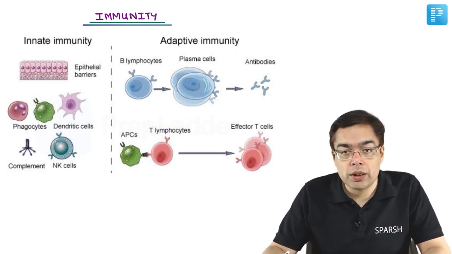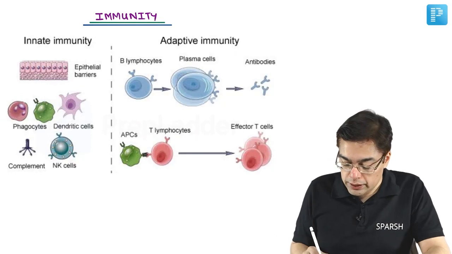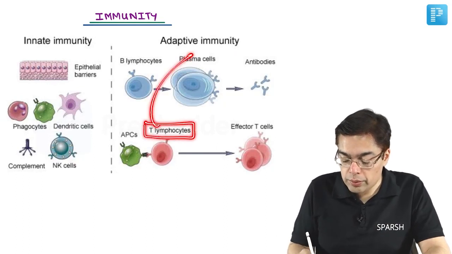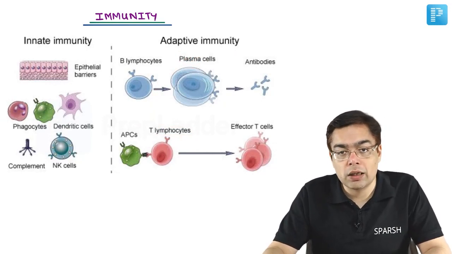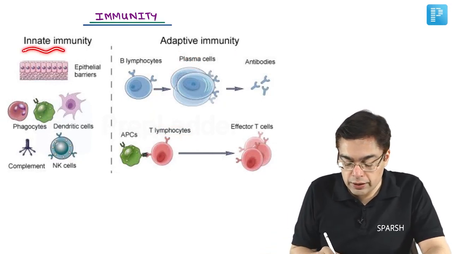So what I essentially wish to tell you over here is the concept that T cells are predominantly going to be contributing to adaptive immunity, but there is a special subtype of T cells given the name of the gamma delta T cells, which are a component of innate immunity.